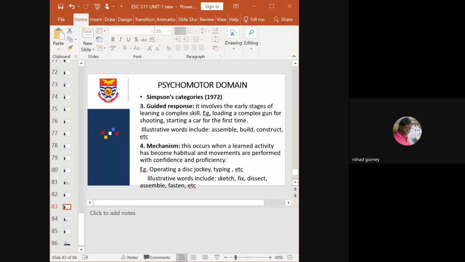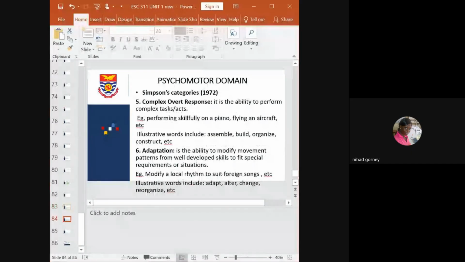So if you are at that stage in your complex activity, you are at the guided response stage. Then you have the mechanism stage, in which you have learned an activity and it has become a habit, and the movements are performed with confidence and proficiency. You see DJs, how they push out their discs and move here and there, and those who are very good with typing take their eyes off the keyboard and type. That means this has become a habit and their movements are done with confidence and proficiency. They have gotten to the mechanism stage.